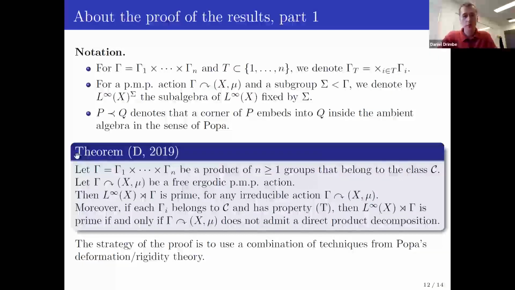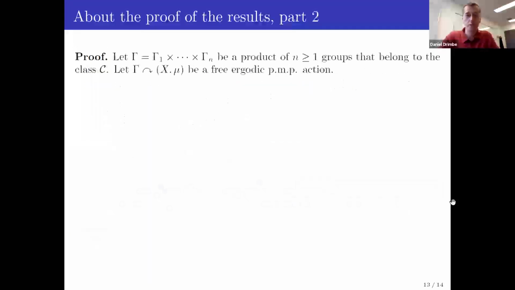Let me just recall the result we've seen a few slides ago. I'll just read it quickly. So we have a product group with groups in the class C. We consider an action. We want to show the associated von Neumann algebra is prime when the action is irreducible. And under this extra condition, we want to show something more, that the associated von Neumann algebra is prime if and only if the action does not split. The proof will use a number of results and techniques from Popa's deformation rigidity theory.